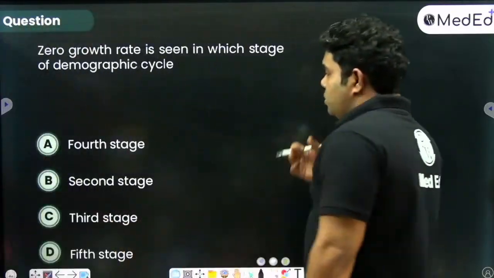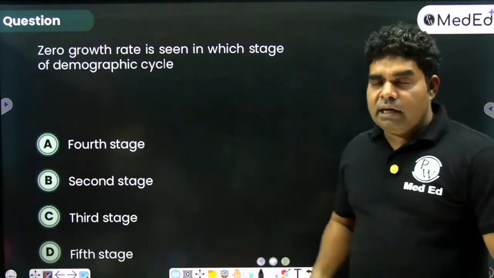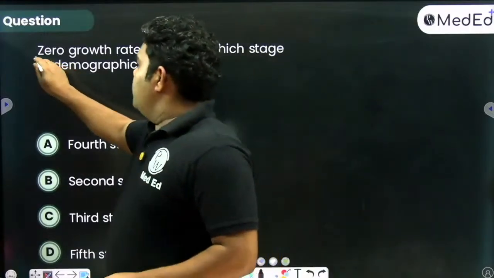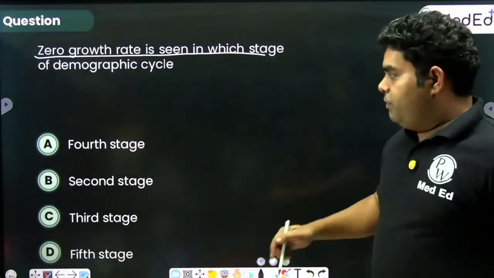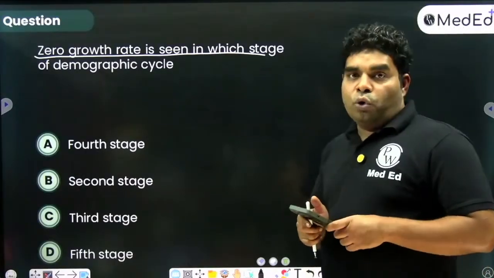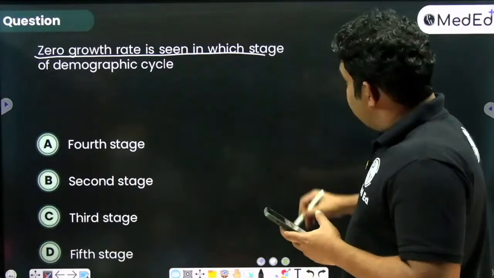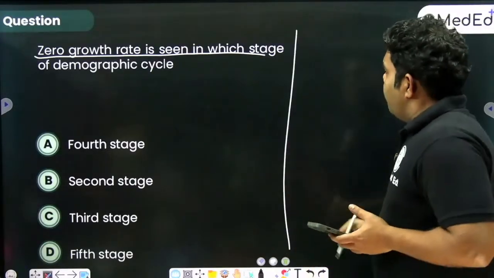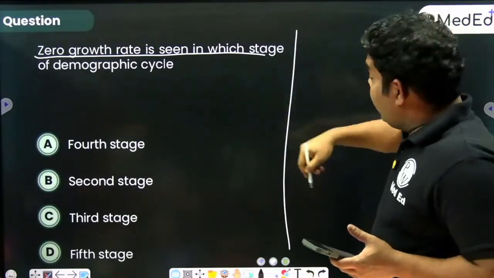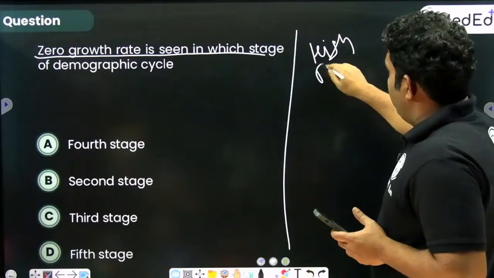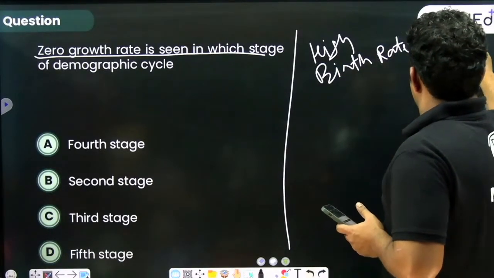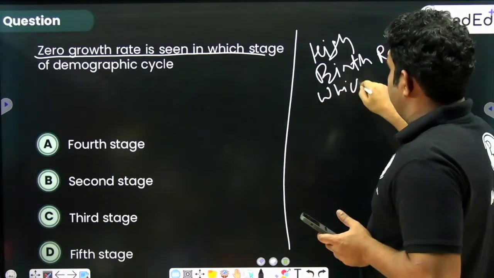Now let's come to the next question. The question is from the demographic cycle, which came again in NEET 2024 also. The question is, in which phase will you find zero growth rate? In phase 4, 2nd, 3rd, 5th. Do reply. Where will you find zero growth rate? Similarly, they have asked one more question: high birth rate is in which phase or phases?